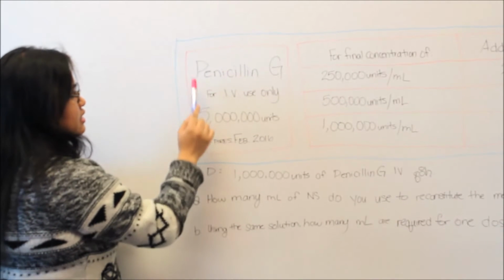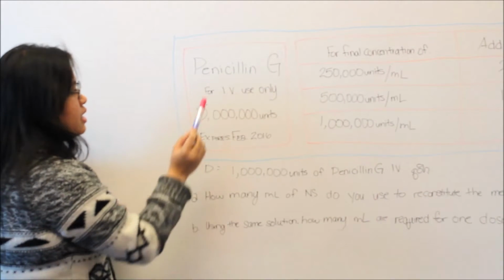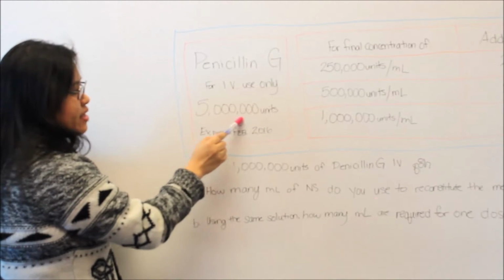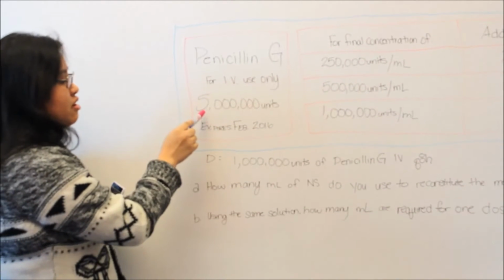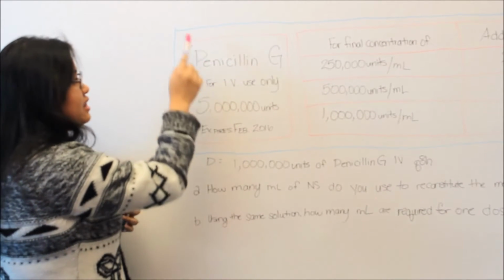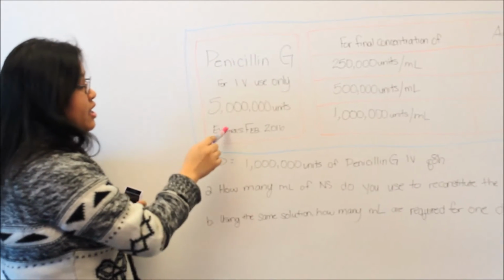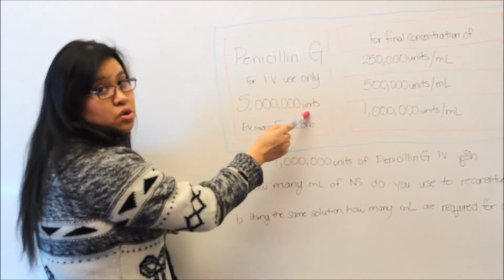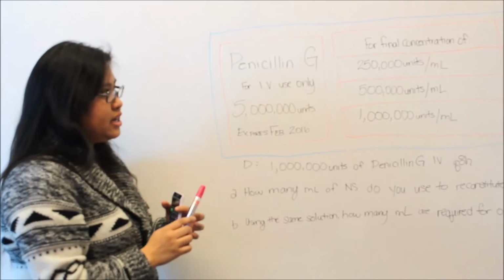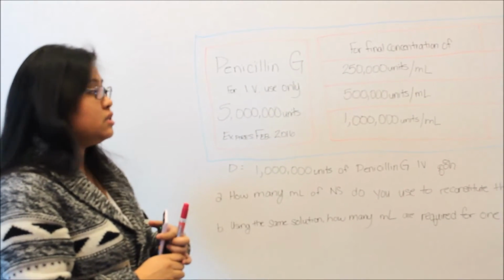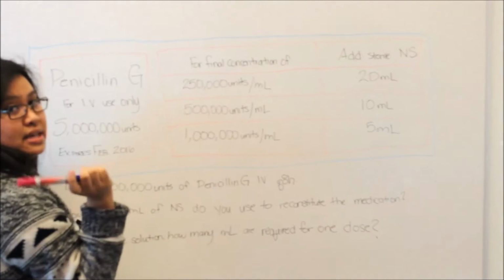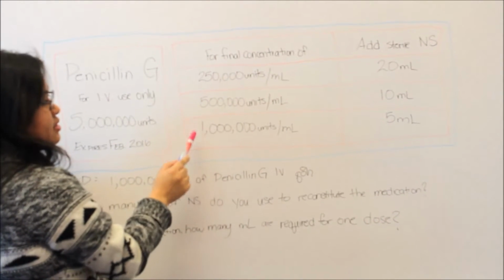As you can see here, this is the name of the drug, and it says for IV use only. And this number here, which is 5,000 units, tells you that there's 5 million units. This 5 million units means that in the bottle itself, there is 5 million units in total. There's your expiry date.